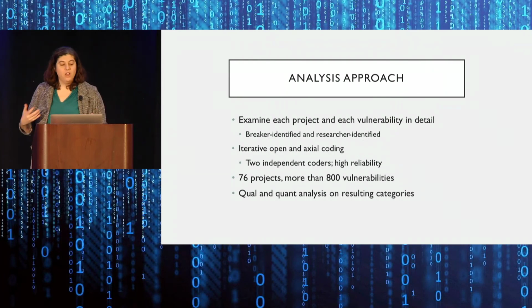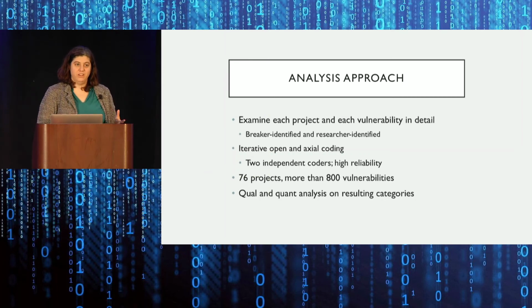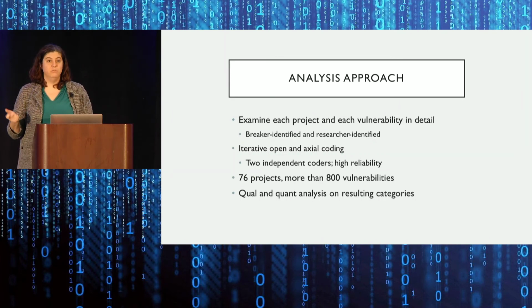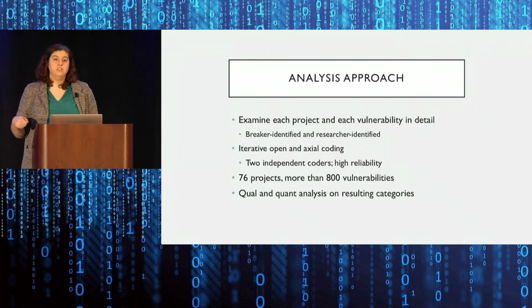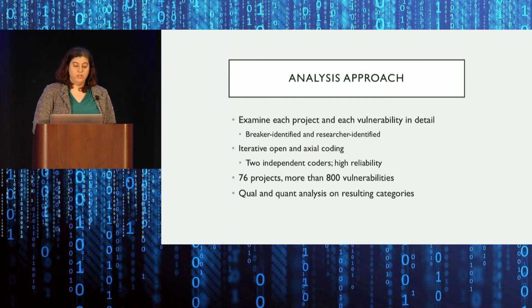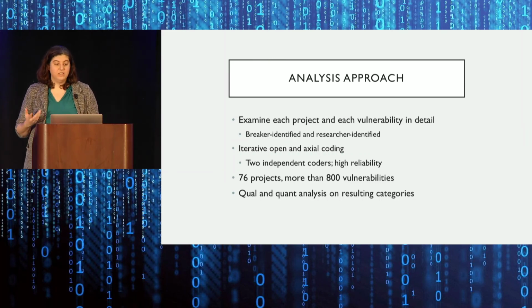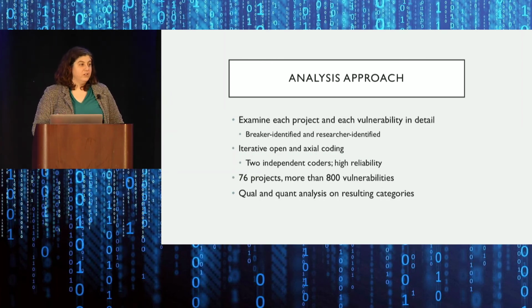Okay, so what do we do with all of these projects that we have? Well, what we've been doing, and by we I mostly mean my very patient and long-suffering grad students, is examining every project and each identified vulnerability in detail. This includes all the vulnerabilities that were found by other teams in the contest, as well as the grad students themselves looking in each program for additional vulnerabilities that were not found or not exploited in the contest. And they're doing a process of rigorous qualitative coding. So we're doing open and axial coding to sort these vulnerabilities into different categories with 2 independent coders. So they've gone through 76 projects and more than 800 total vulnerabilities to try to understand what happened here.